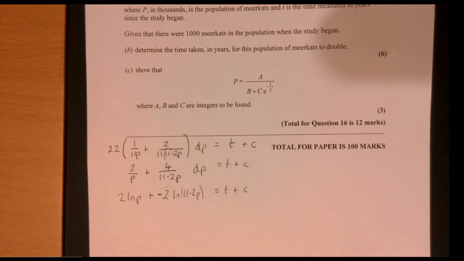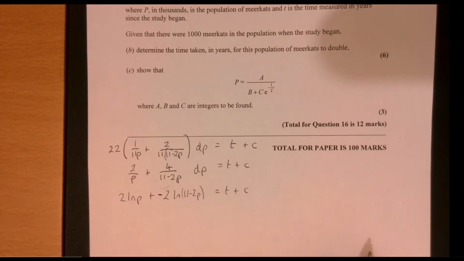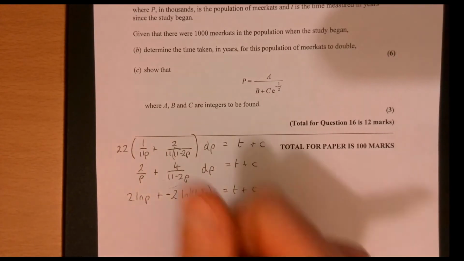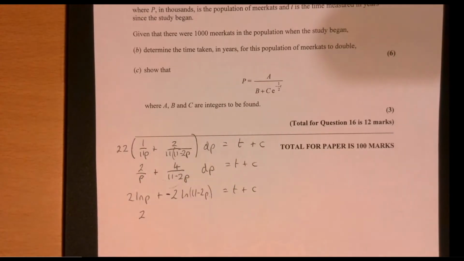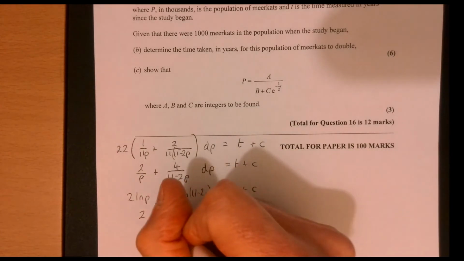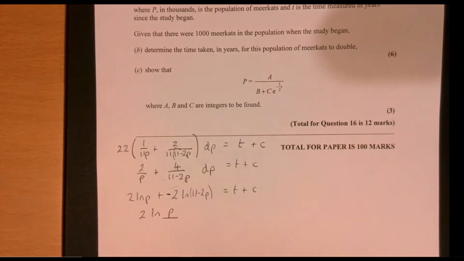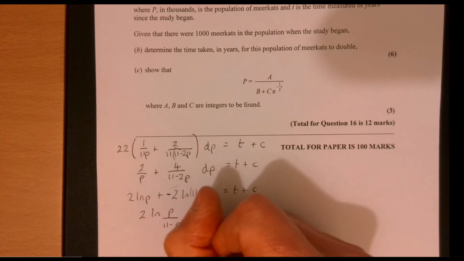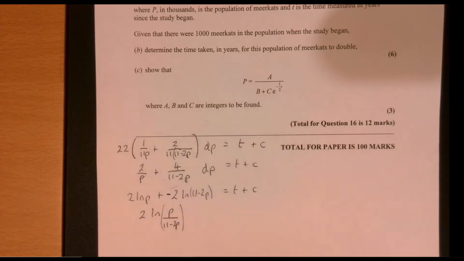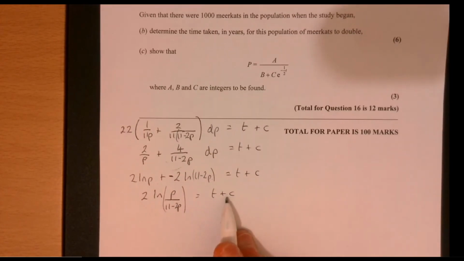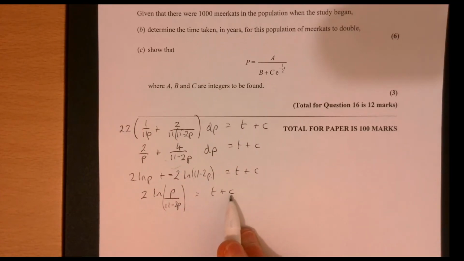Right, what else does it actually tell me? Well, I'm just going to group this together because I think this will make life a little bit easier for us. So if we can write this, just using my basic log laws, 2 ln of p over (11 minus 2p). Remember, that's still equal to t plus c. Now I need to work out what this c thing is just here. So we're going to have to work that out.